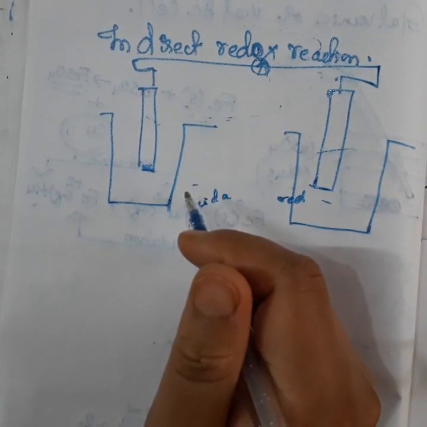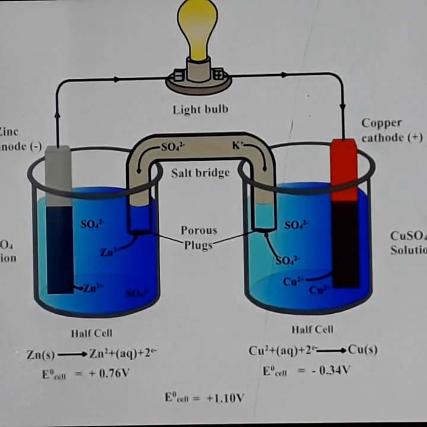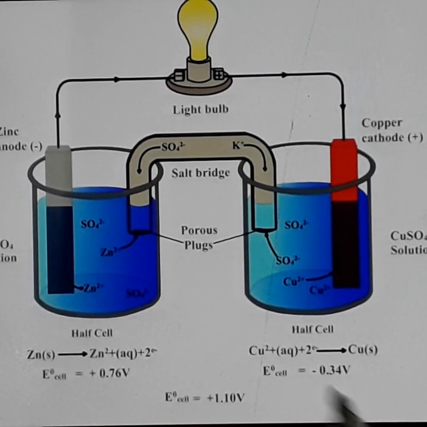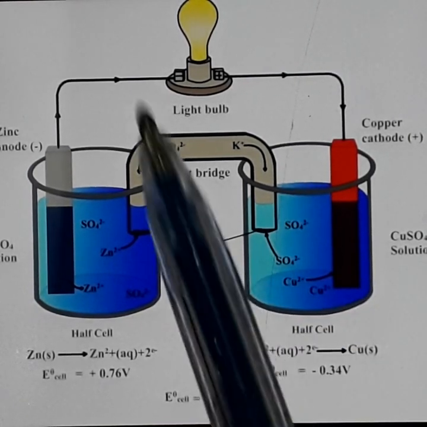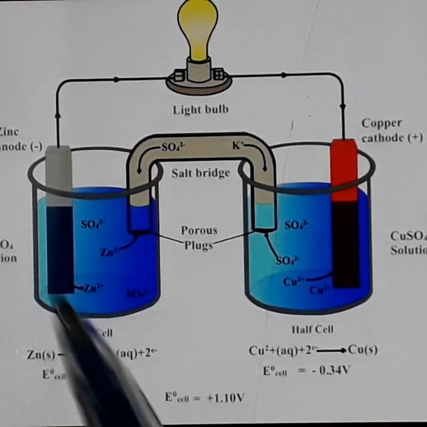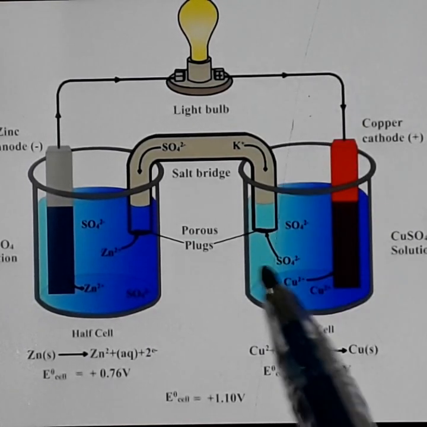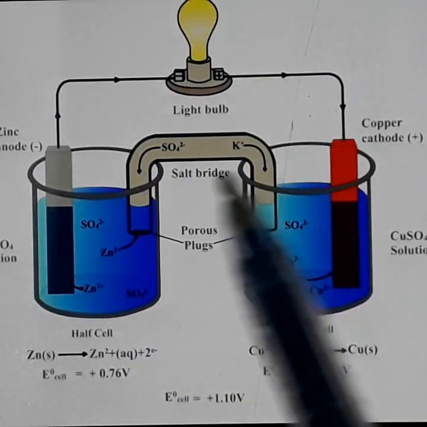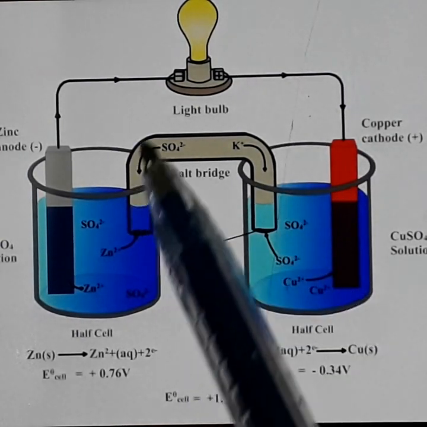Now let us take some examples of electrochemical cell. The simplest example of an electrochemical cell is the galvanic cell or Daniell cell. It consists of two half cells: a zinc strip immersed in zinc sulfate solution, and a copper strip immersed in copper sulfate solution. These two are called half cells. Now these two half cells are connected externally through a conducting wire and internally through a salt bridge.